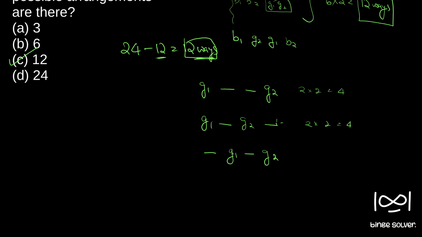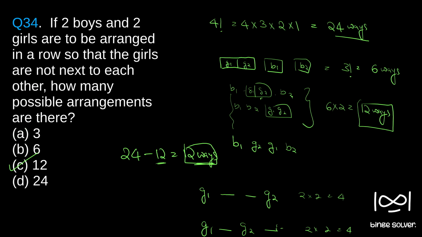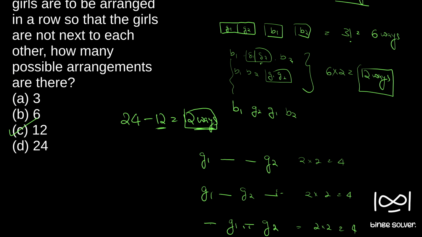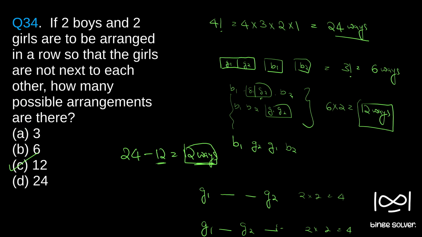Okay. In this scenario, B1, B2 and B2, B1. So 2 cases, and G1, G2 switching in both cases. So 2 into 2, 4. So total cases 4 into 3, 12. So in this manner also you can count that up. It's your choice, whichever manner is easier for you, whichever method you find easier, you can use it. So that's not a problem. So anyway, the solution to question 34 is C, 12.